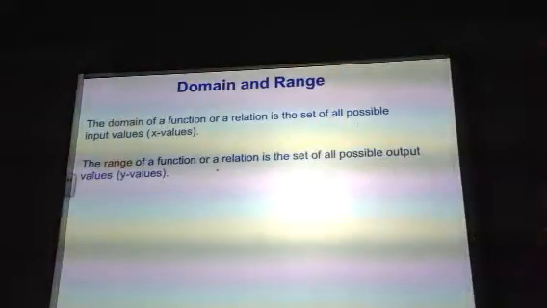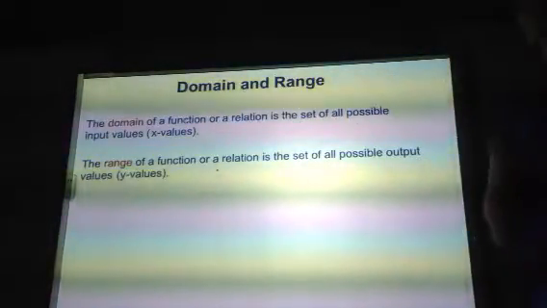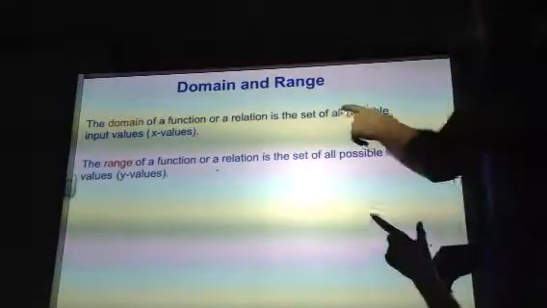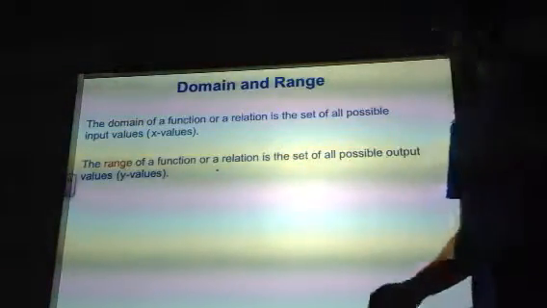Alright, so domain is the input of a function. It's what we get to put into a function. And the range is the output of a function. It's what we get out of a function.